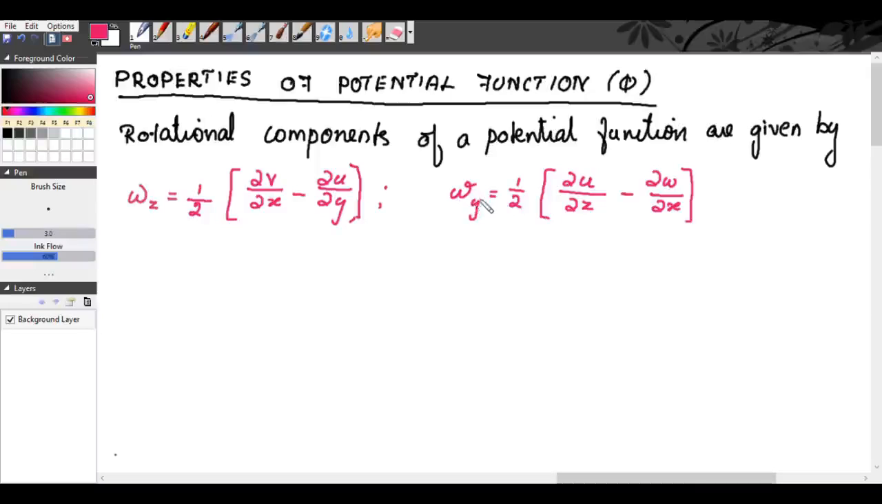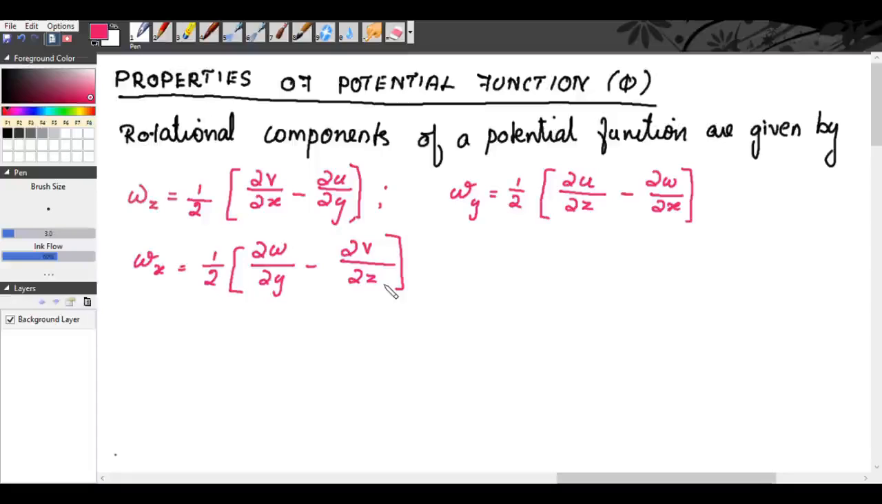So your velocity component in y direction is v. So v does not come here. Here what comes is u and w, right? Similarly, omega x will be equal to half of, it is x, right? So next will be y minus z. So here in z direction, the velocity component is w. In y direction, the velocity component is v.